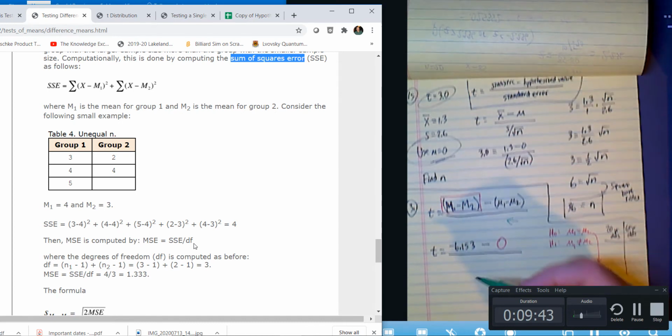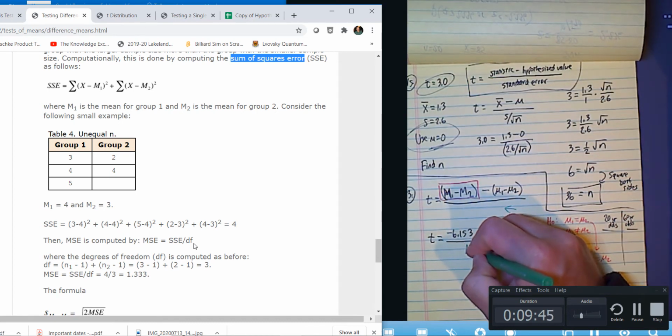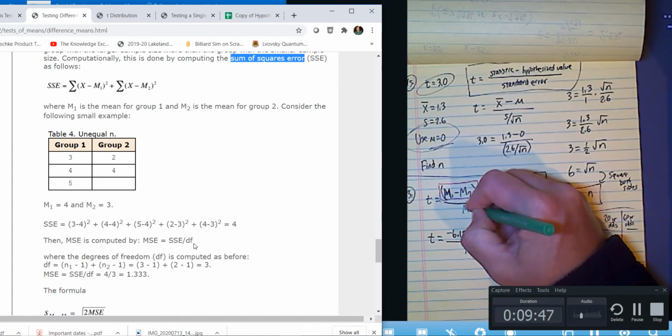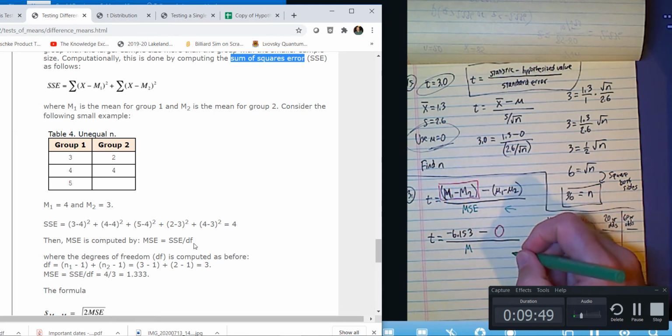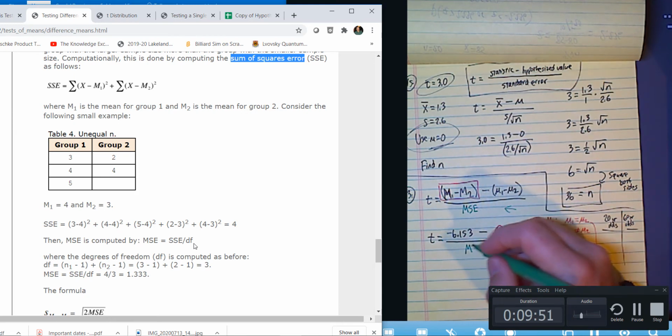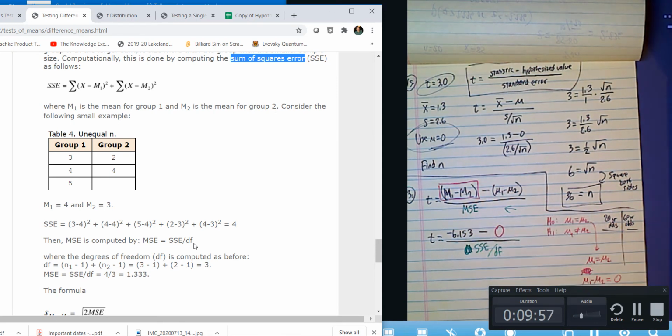So I don't forget it, right? This is what we're going to call MSE, or another way to say it is it's SSE over the degrees of freedom. Up above, they tell me how to compute the SSE, and down below, they show me how to compute the degrees of freedom.